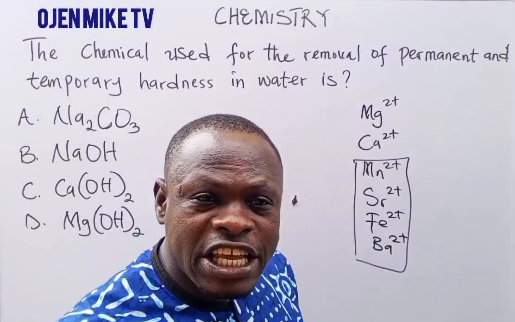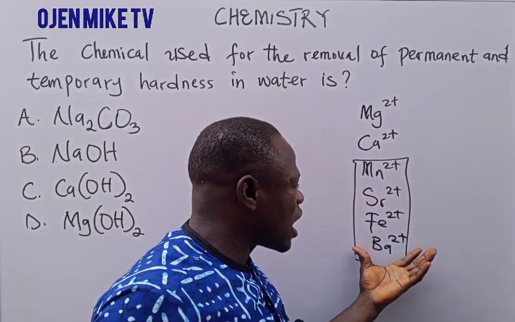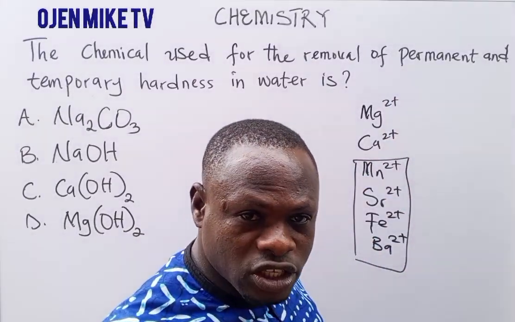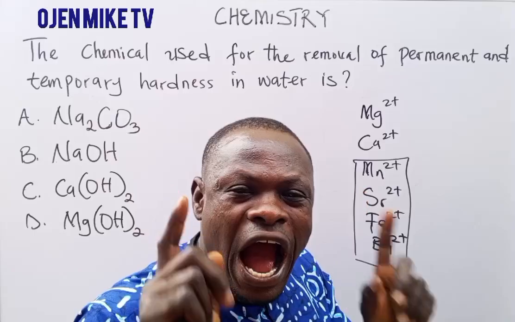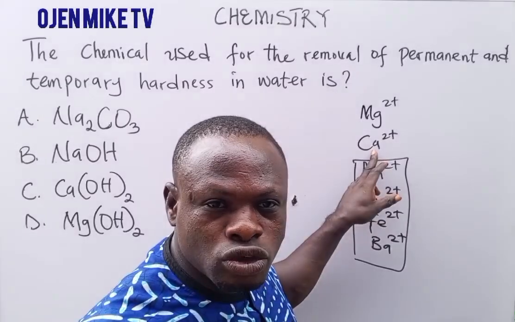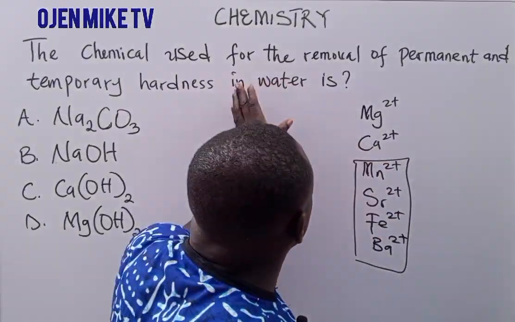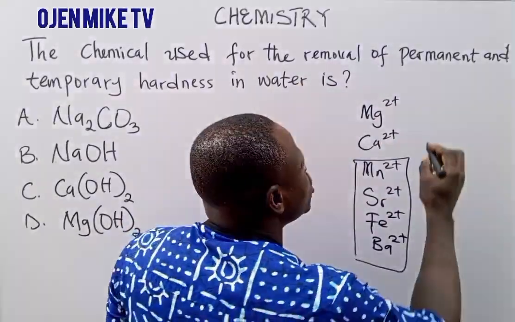You get that? But in exams, in case these ones are not given and these are given, you can also take it. But these ones are all limited. The major ions that cause hardness of water are what? Magnesium ion and calcium ion. Now, the permanent and temporary hardness of water depends on these two things.